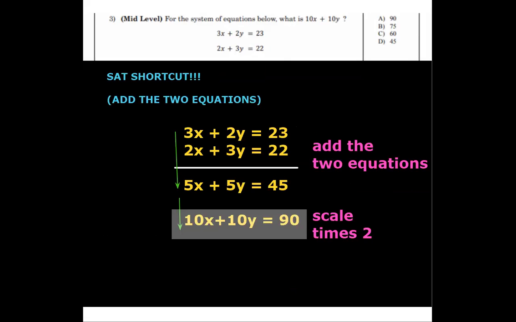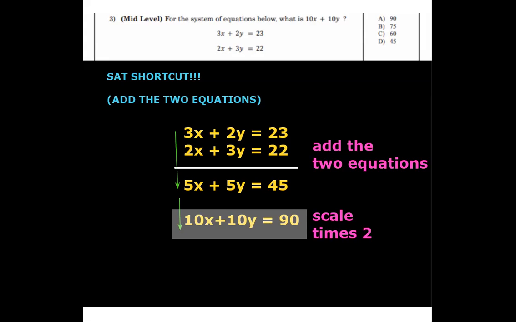For question 3, for the system of equations below, what is 10x plus 10y? Here we're given the system of equations 3x plus 2y equals 23, and 2x plus 3y equals 22. On standardized tests such as the SAT, remember that there is a shortcut, often if you add or subtract the system of equations. Here we can add the 2 rows together to get the new sum, 5x plus 5y equals 45.